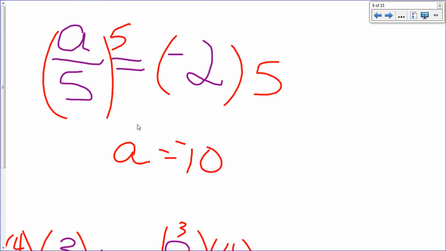Here's another example I want to walk you through. a divided by 5 is equal to negative 2. To undo the division, we're going to multiply both sides by 5, and we get a is equal to negative 10.